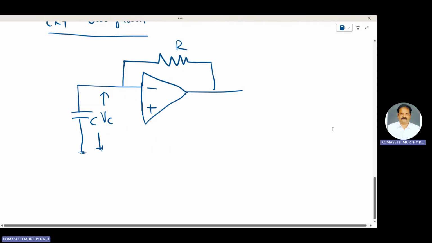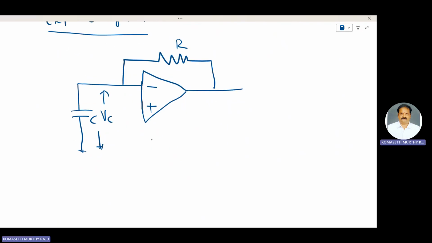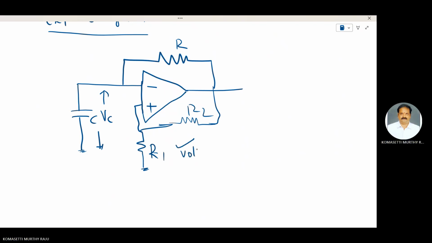The second part is a voltage divider circuit. Here this one is R2, and this one is R1, connected to the non-inverting terminal of the op amp. This is the voltage divider circuit.